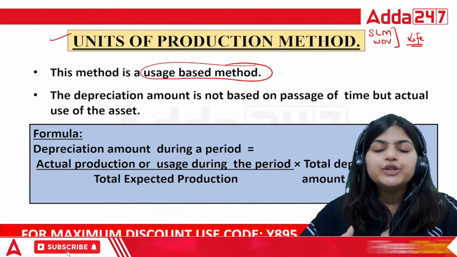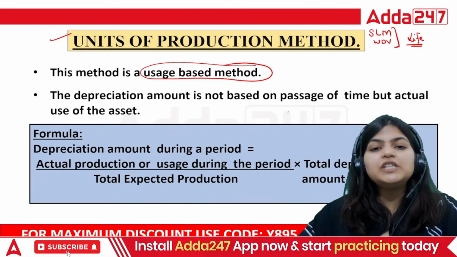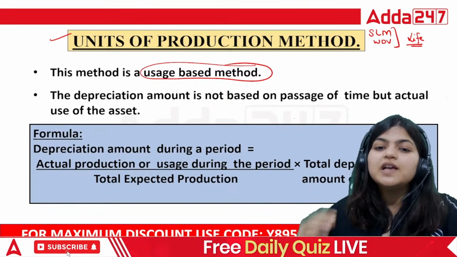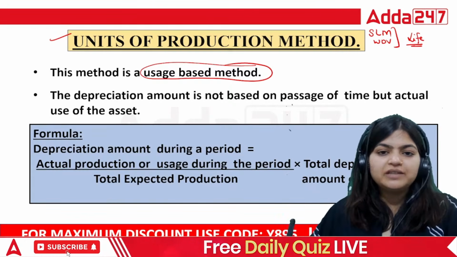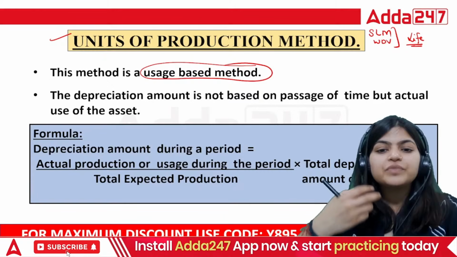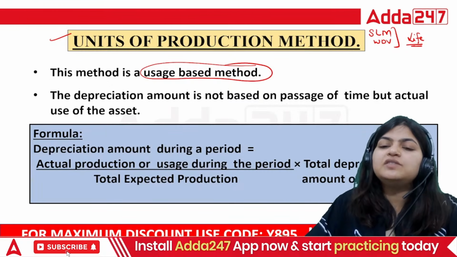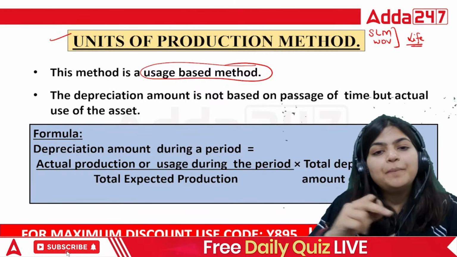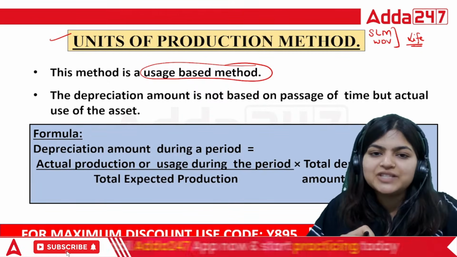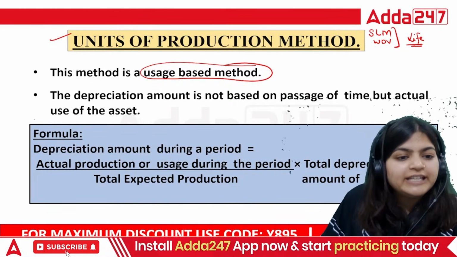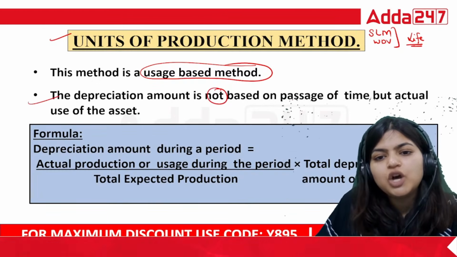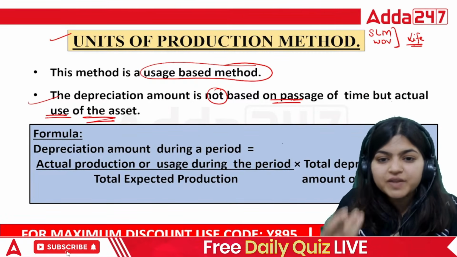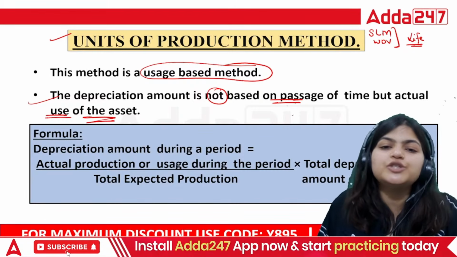Yes, how are we going to calculate depreciation? Based on their usage rather than their life. In the units of production method, we estimate their usage. Like if you purchase a machine, in the first year, how much production that machine gave you. Based on that, you will be charging depreciation. So here, the depreciation amount is not based on passage of time, but actual use of the asset. Yes, based on the actual usage of the asset.